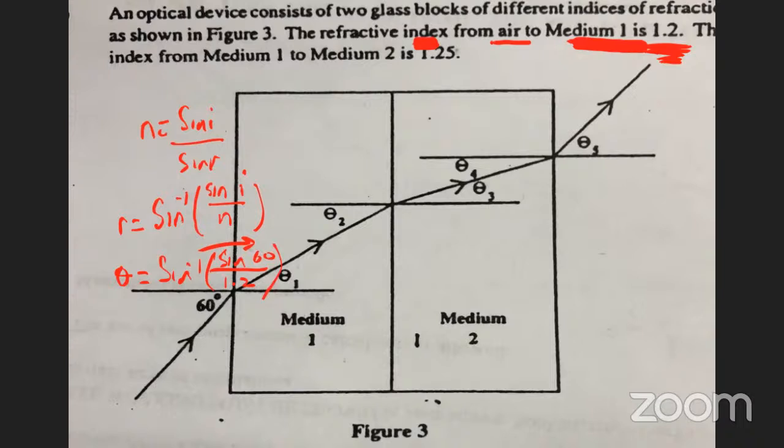Quinn got 46.2. Quinn got theta 1 to be 46.2. Anybody else got that? Yeah, I got it. Come on, guys, check it, please. Check it right.